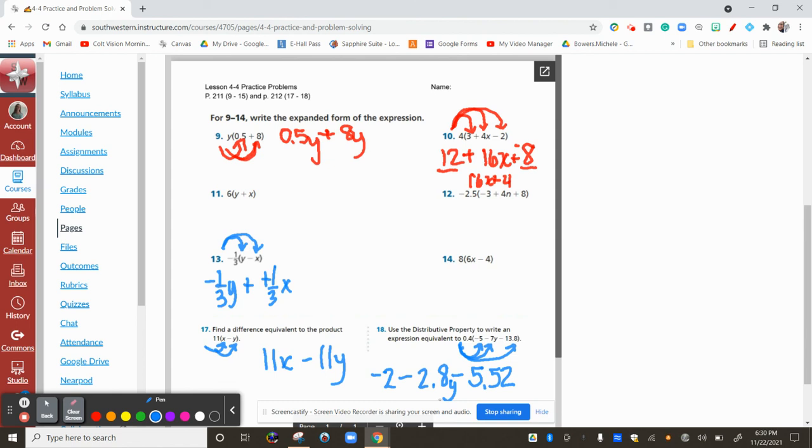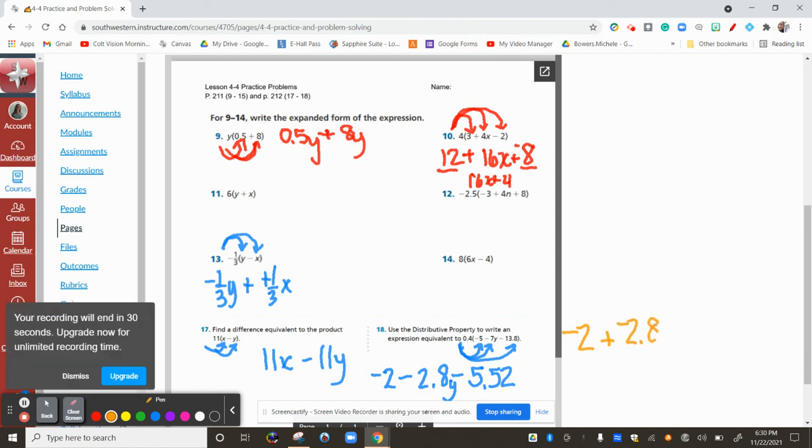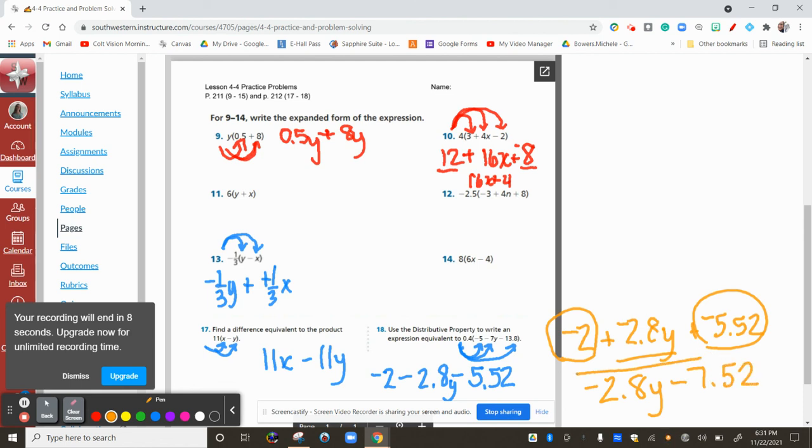But if we want to simplify this further, then what I would do is I would rewrite this as -2, keep that the same, change subtract to add, change the second number to its opposite, and then change subtract to add, and the second number to its opposite. And I would say, okay, I have like terms. I have this one and this one. They can be put together, and this is by itself. So the negative 2.8y is all by itself, and I can combine these together, and I would get minus 7.52, because I'd be adding a negative, and that's really just subtracting.